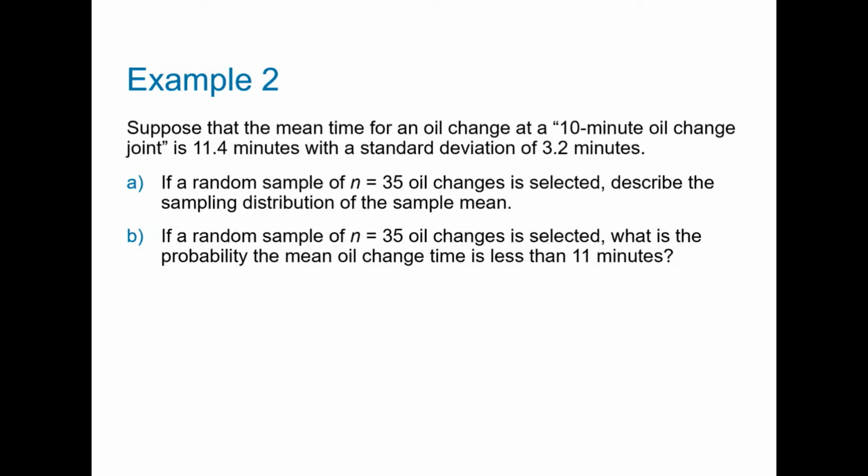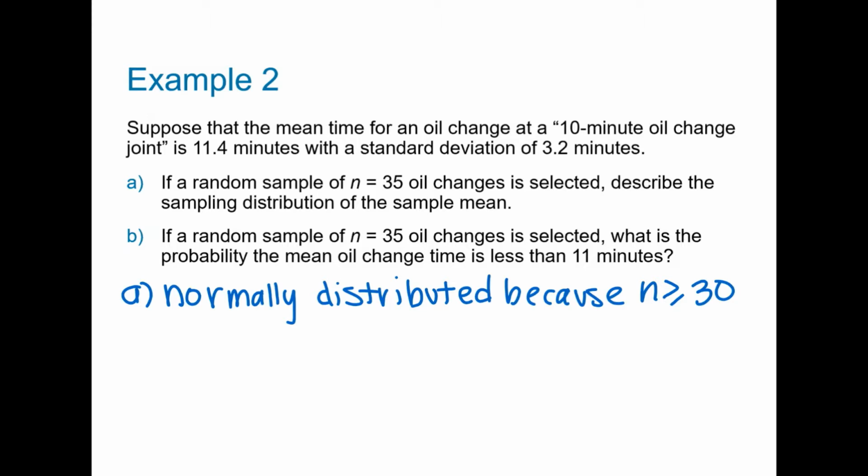The sample size is greater than or equal to 30, so the distribution of the sample mean is normally distributed. Part B. If a random sample of n equals 35 oil changes is selected, what is the probability the mean oil change time is less than 11 minutes?